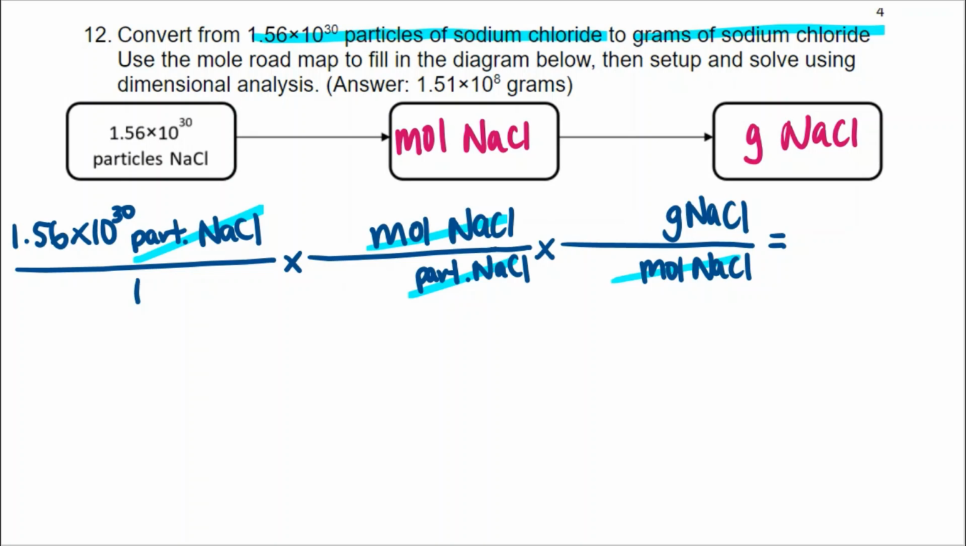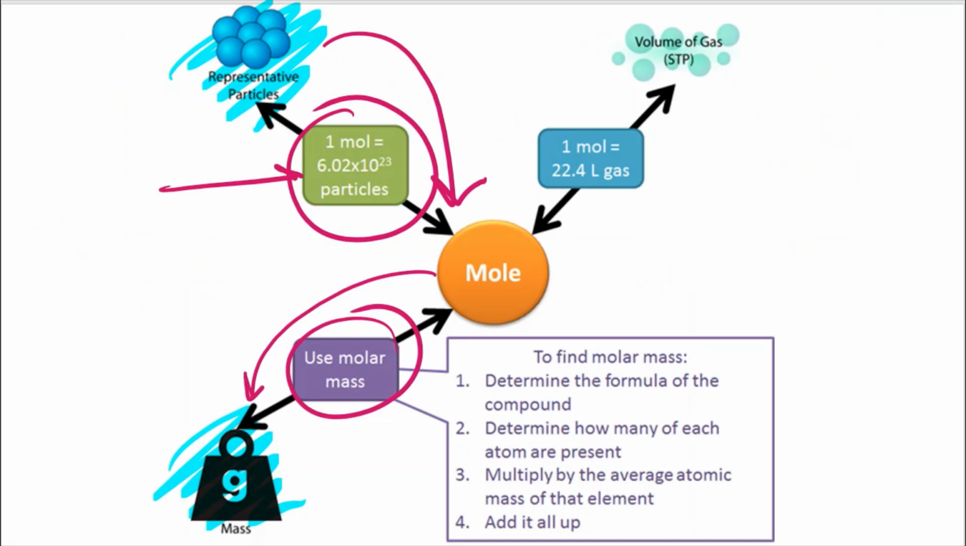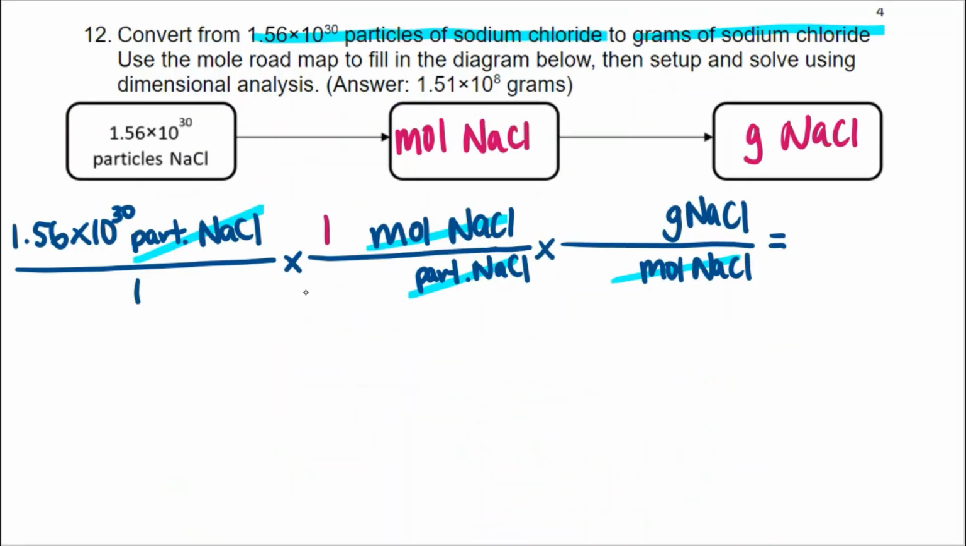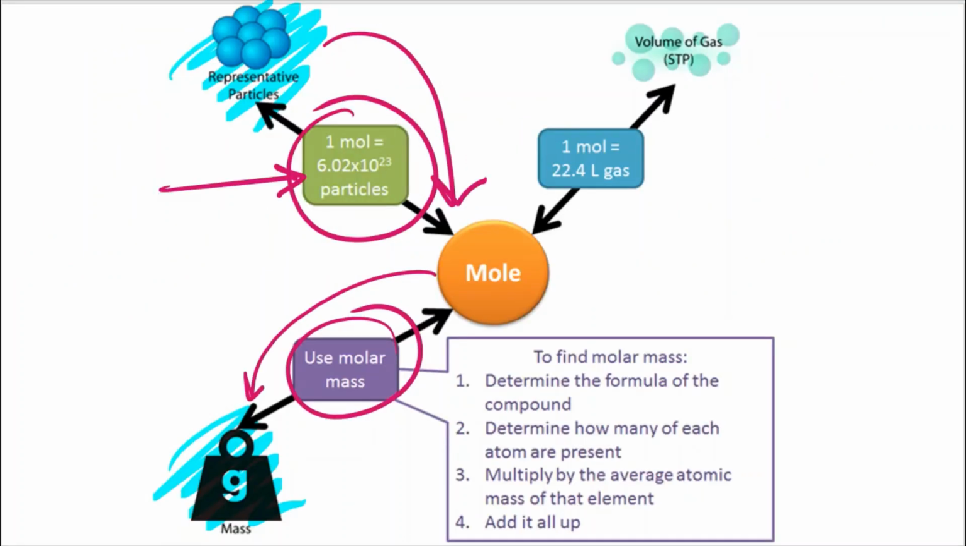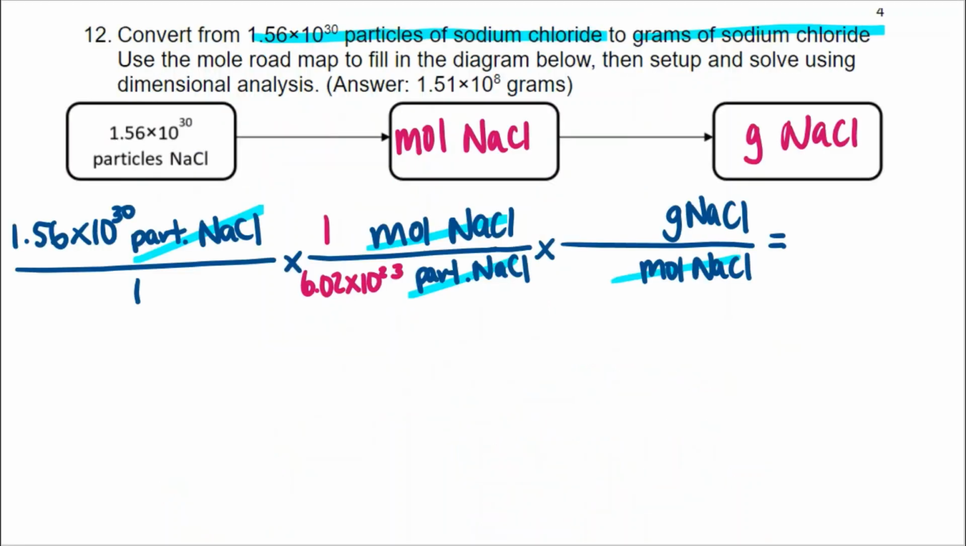The first one that we have is moles and particles. So how many particles are in a mole? I'm going to use this number here. So 1 mole is going to be 6.02 times 10 to the 23rd particles of NaCl. The next conversion factor is grams and moles. So I'm going to use molar mass in order to do that conversion. So I need to find the molar mass of sodium chloride.